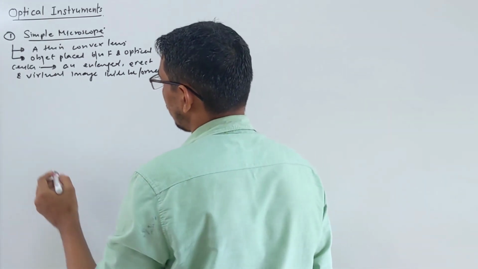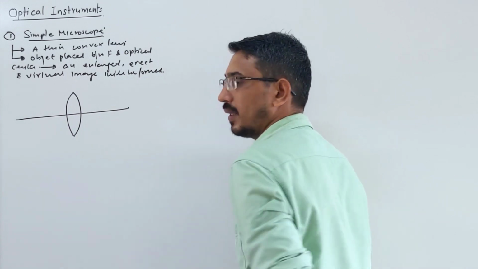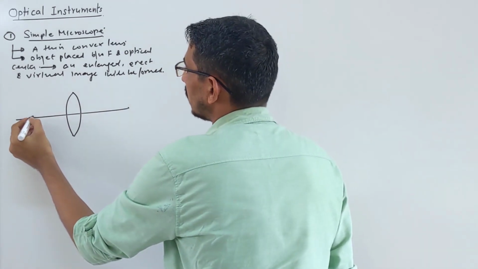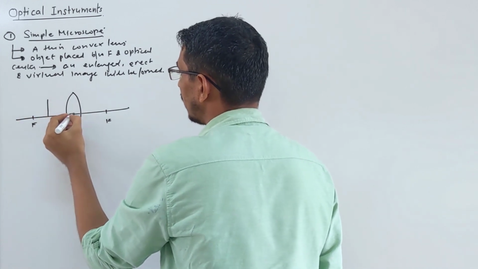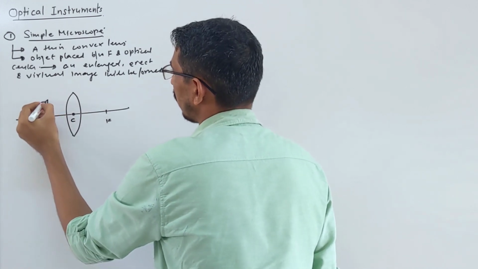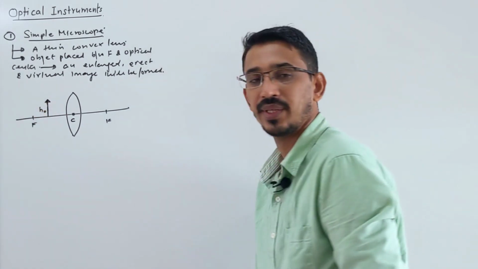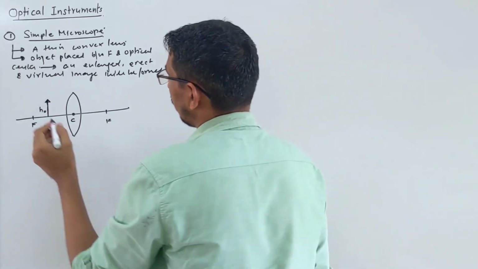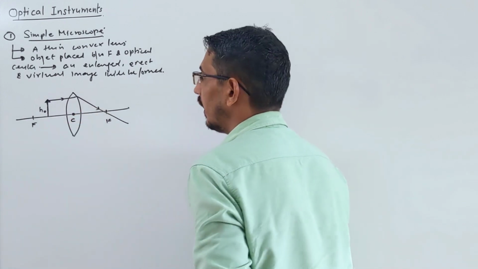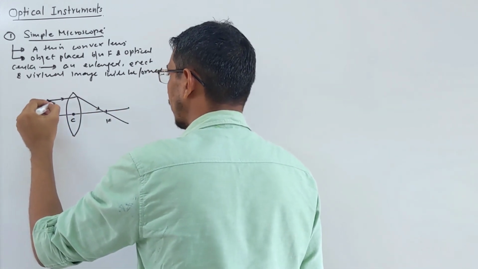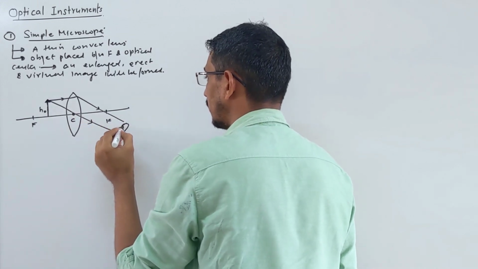So look here how it works, very simple. This is your lens. There is a focus on this side, and a focus on this side. You put the object anywhere, like here. This is the optical center. So you put your object here, this is your object of height h0. So how will the image form? A ray coming parallel will pass through the focus, like this way. A ray passing through the optical center will go that way. Here is your eye.